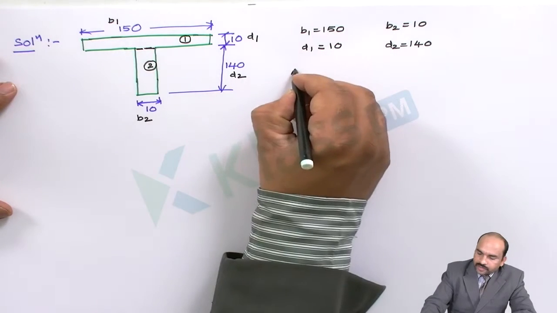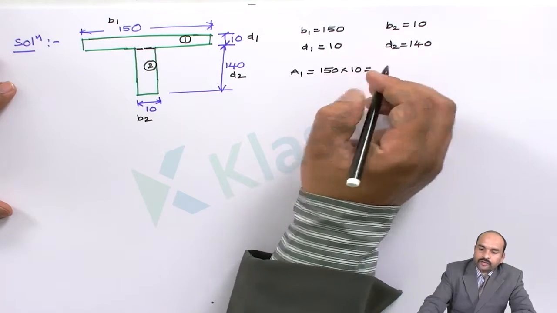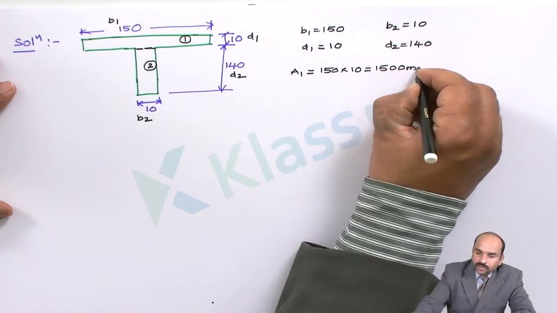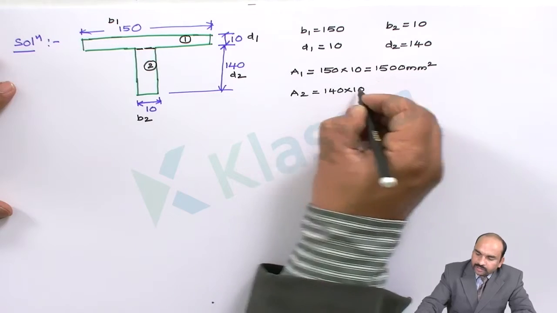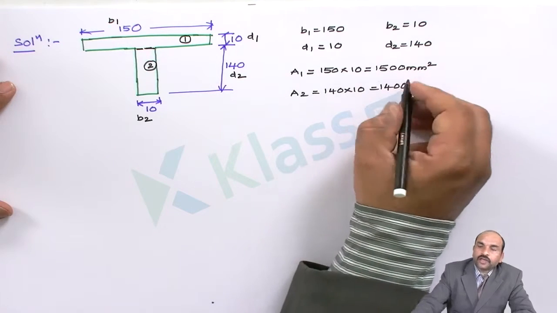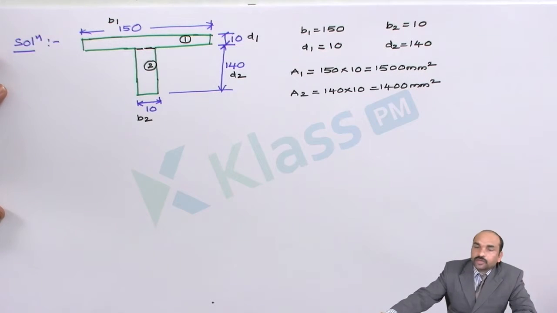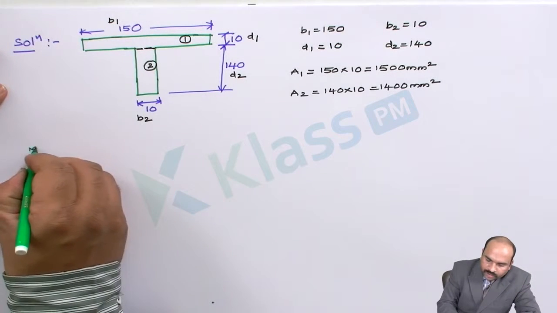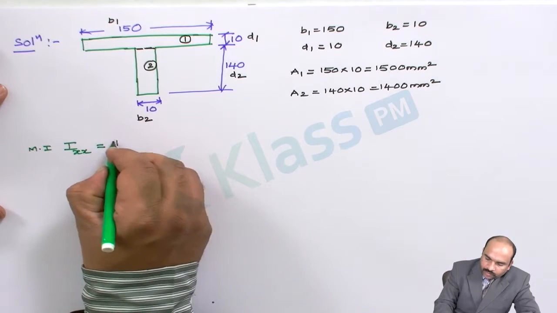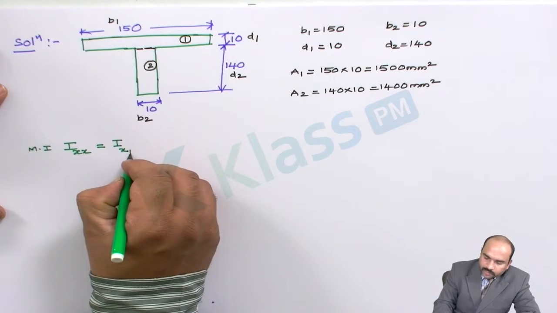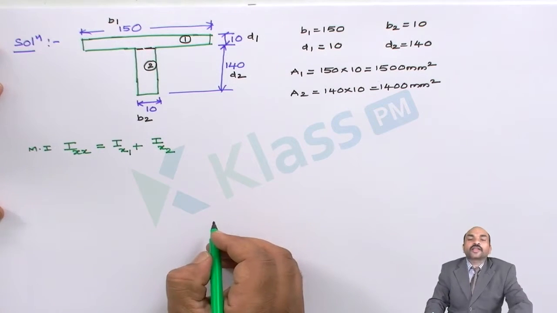Now let us calculate areas. A1 is 150 into 10, that is 1500 mm square. Then A2 is 140 into 10, that is 1400 mm square. Now moment of inertia about centroidal x axis is equal to moment of inertia about x axis for rectangle 1 plus moment of inertia about x axis for rectangle 2.